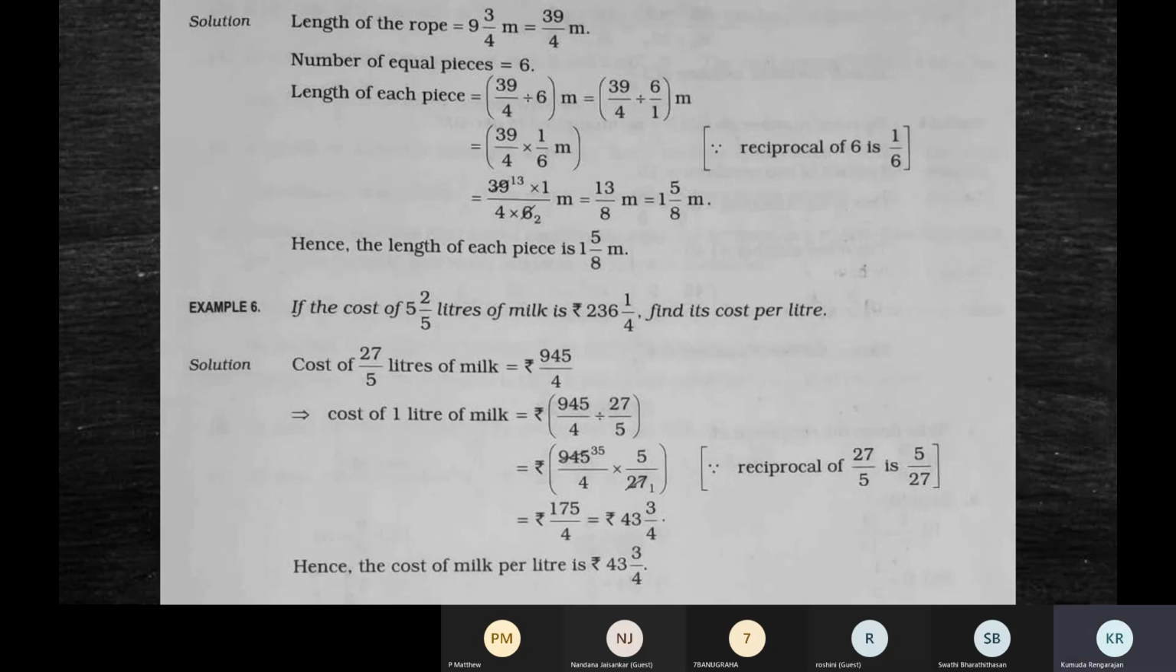Yes, Matthew, Anugraha, Swati, Nandana, Roshni. Any questions, children? No.